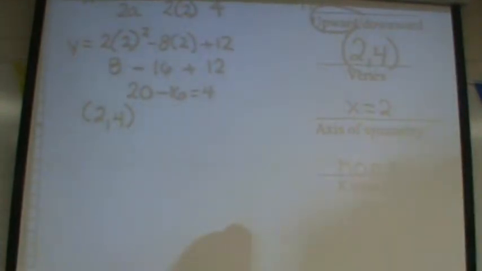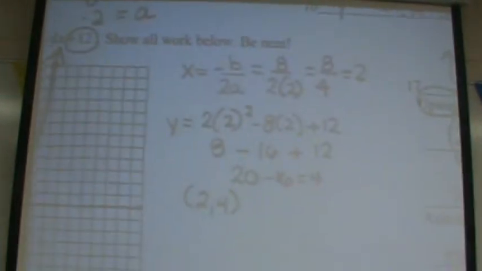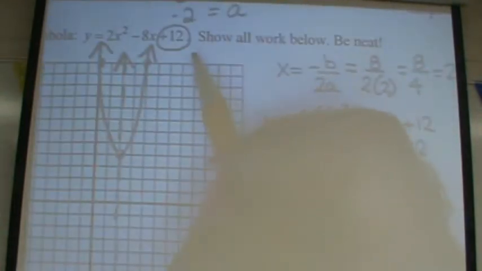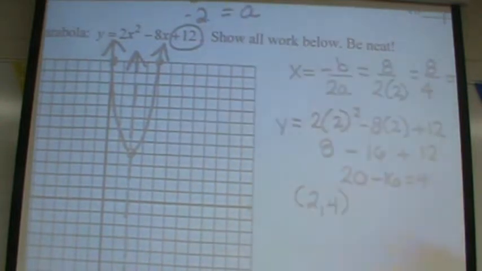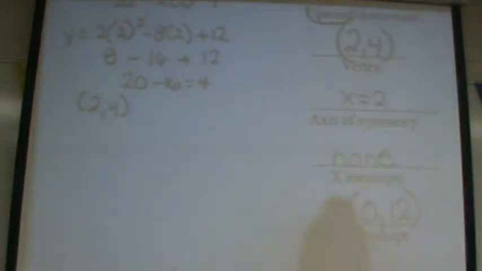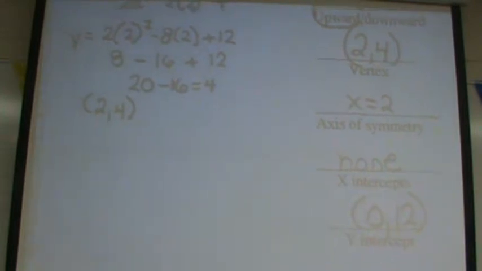So, what are my x-intercepts? There are none. Now, I could prove it, and I could try to factor it, I could do the quadratic formula. What I'm going to find out is my discriminant is going to be a negative number. There are no x-intercepts. So make sure you fill in all your blanks. Your x-intercepts, there are none for this one.